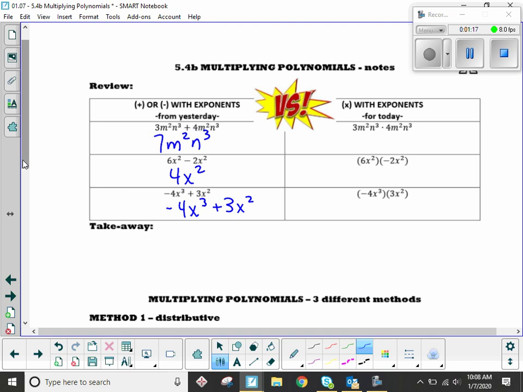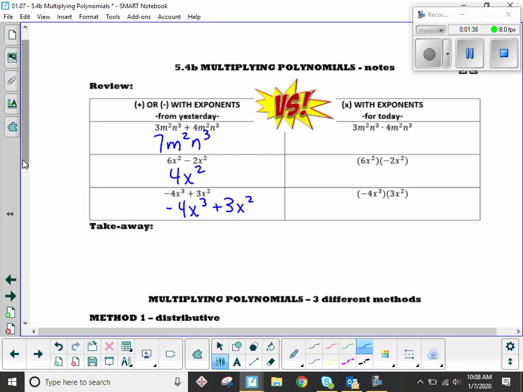So you should have 7m squared n cubed, 4x squared. And how come I didn't do anything here except rewrite it? The exponents are different, okay? Now, for yesterday, there's nothing you could do about that if the exponents were different. You just leave it like it is. But for today with multiplying, that actually doesn't matter.